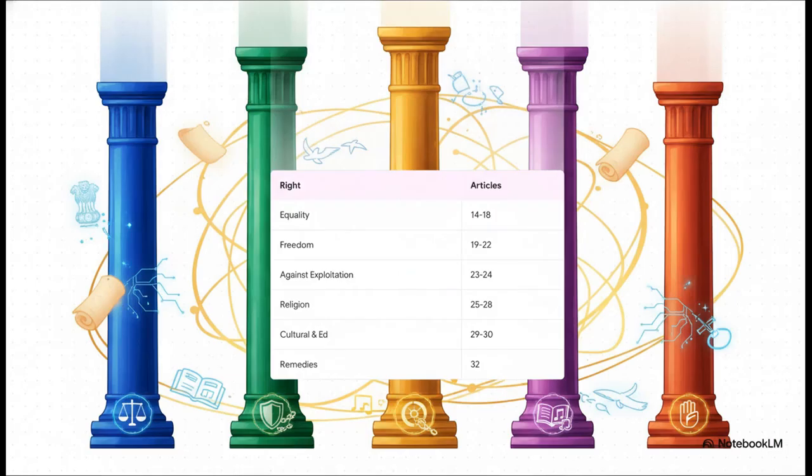Often called the Magna Carta of India, these are your enforceable, justiciable rights guaranteed against arbitrary state action to protect political democracy. They act as the load-bearing pillars for citizens. We've got 6 core clusters here: the right to equality under Articles 14 to 18, right to freedom 19 to 22, right against exploitation 23 and 24, freedom of religion 25 to 28, cultural and educational rights for minorities 29 and 30, and finally, constitutional remedies under Article 32.